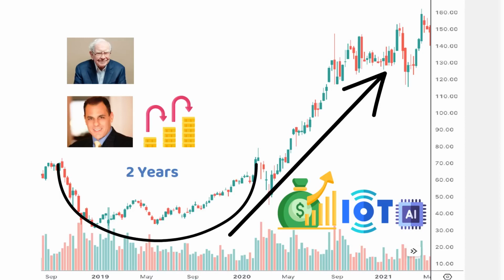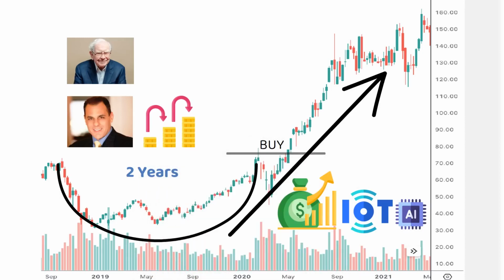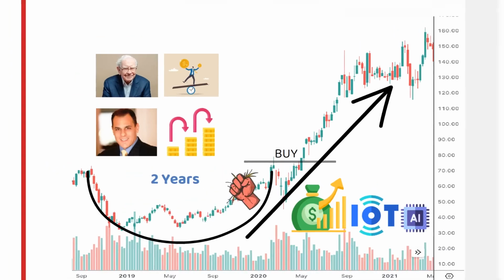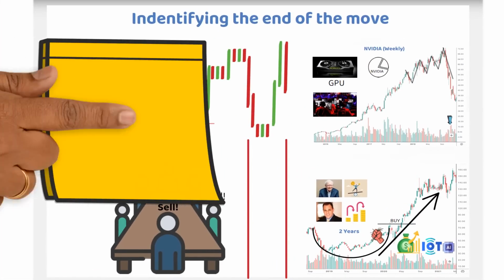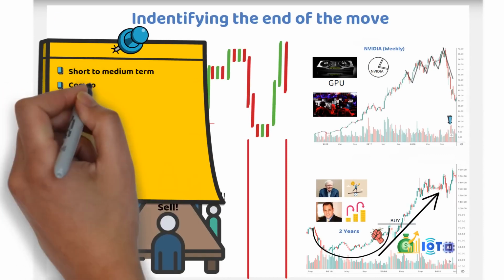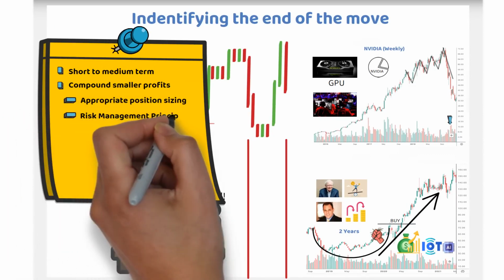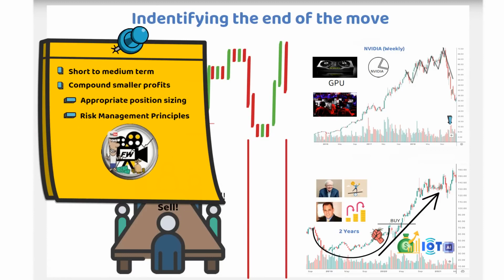To compound our accounts as traders, we need to be in the stock at a near optimum moment. If not, we risk serious opportunity cost by being in a stock moving sideways, or worse, downwards. We also don't have to capture multi-year returns in stocks. We rather have to catch short to medium-term moves, whilst compounding these smaller returns using appropriate position sizing and risk management principles, something we discuss in more depth on the channel.